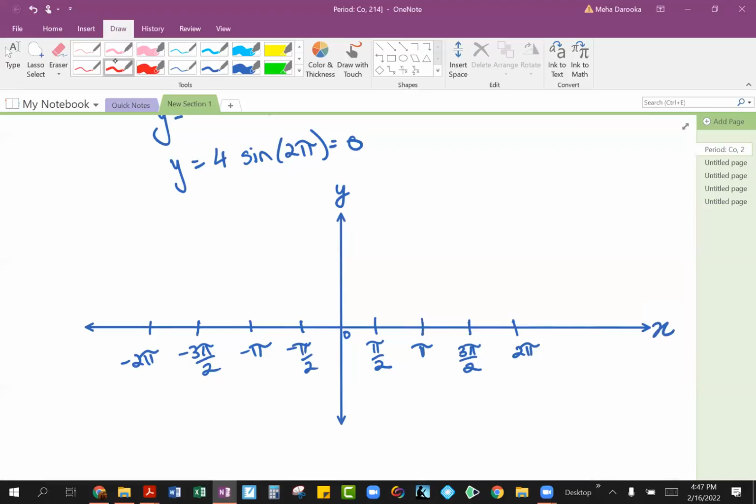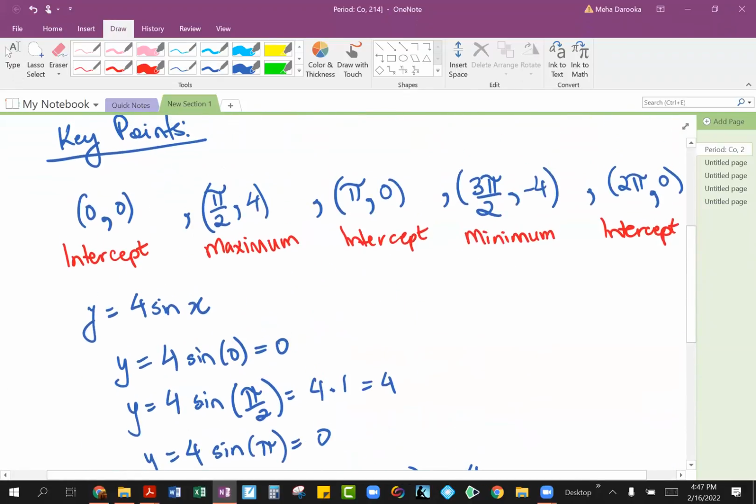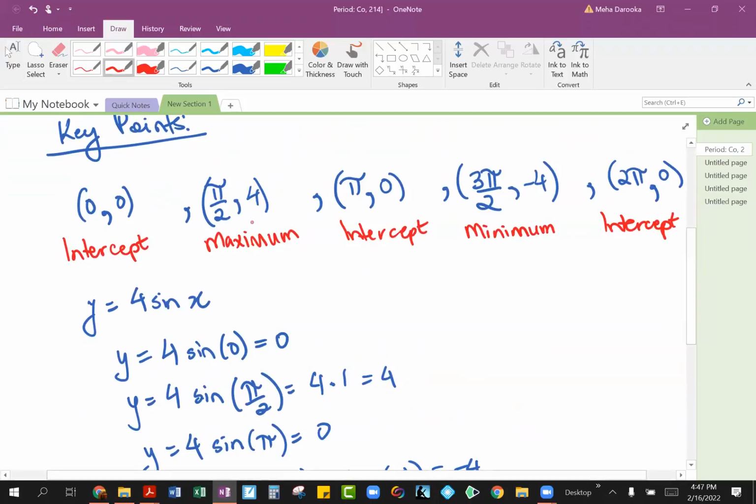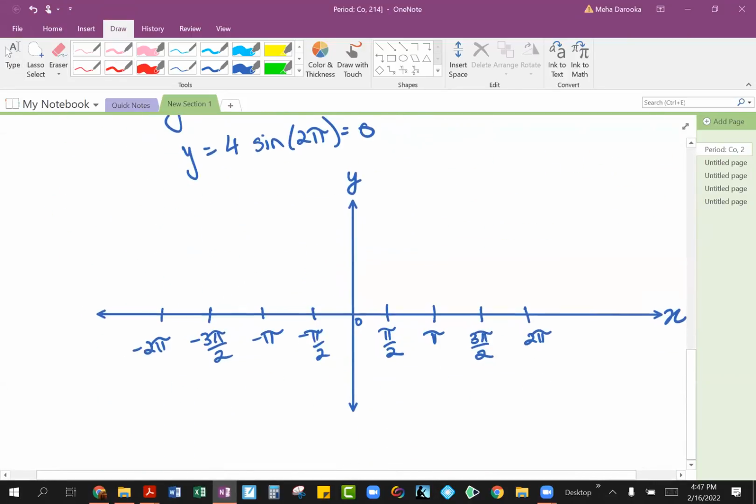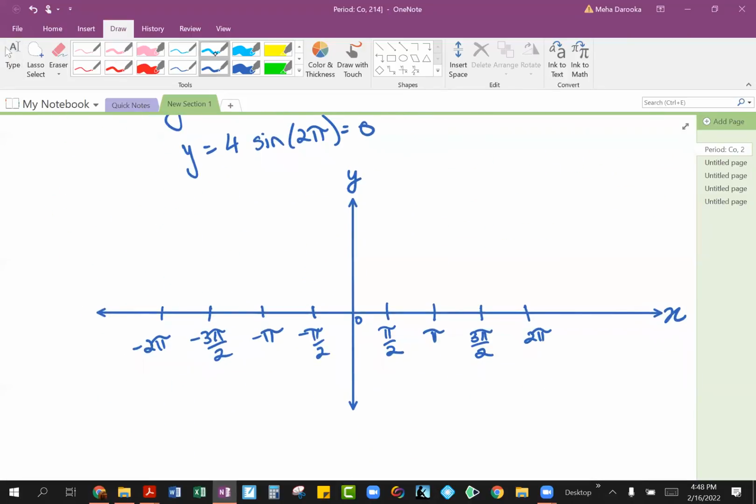So once you start graphing this, you can see 0, 0 is an intercept. Then at 4, we have our maximum. Oh, this is going to be a little small. 1, 2, 3, 4. 1, 2, 3, 4. I should have made my y-axis a little bit longer, but that's okay. So +4 here, -4 here.